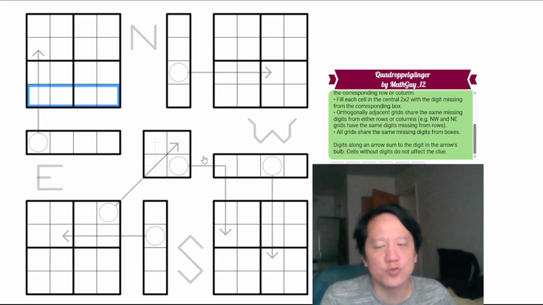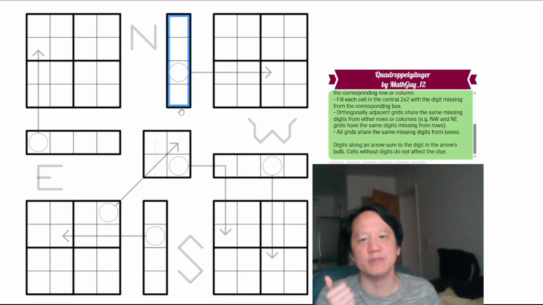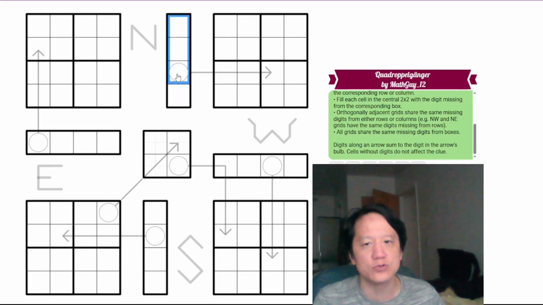Orthogonally adjacent grids share the same missing digits from either the rows or columns. Okay, so that explains it, yeah.